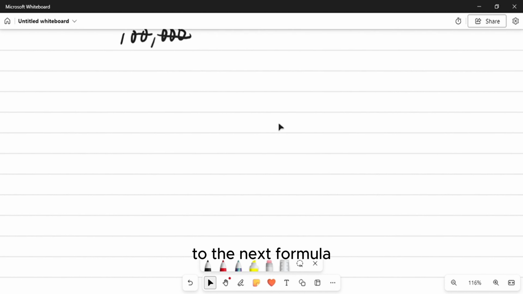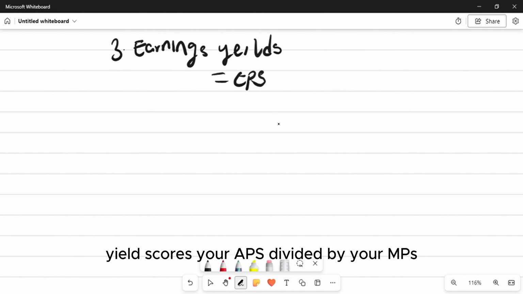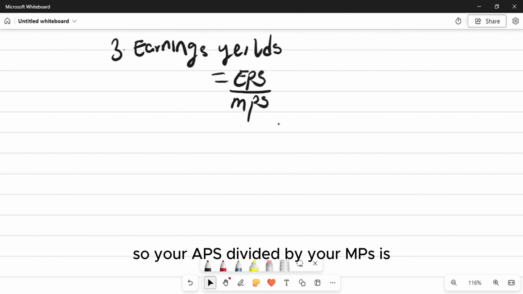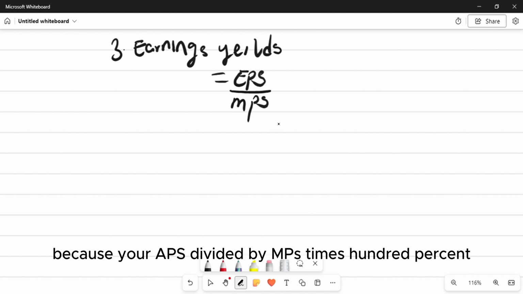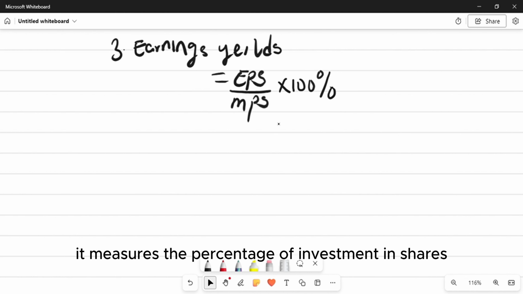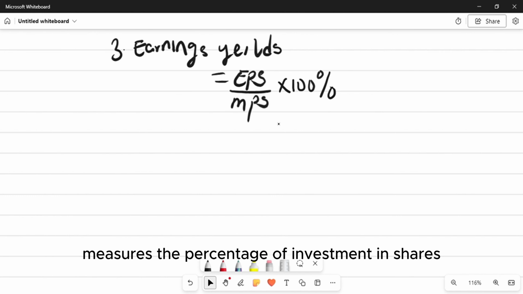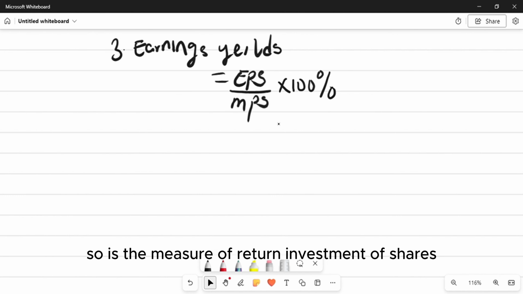The next formula we're going to be looking at is your earnings yield. It equals your EPS divided by your MPS, times 100%. Earnings yield is a measure of the return on investment in shares. It measures the percentage of investment in shares that is returned.